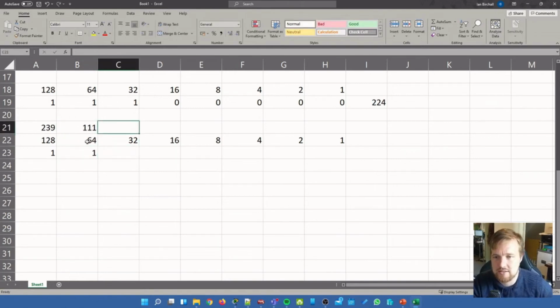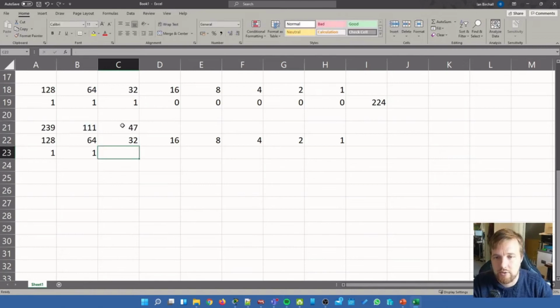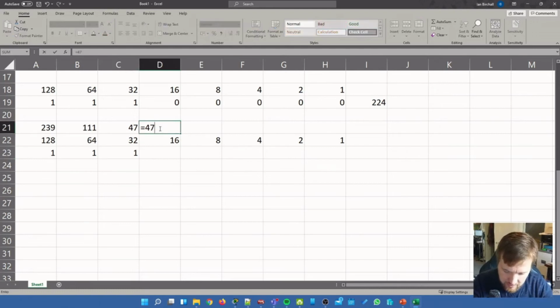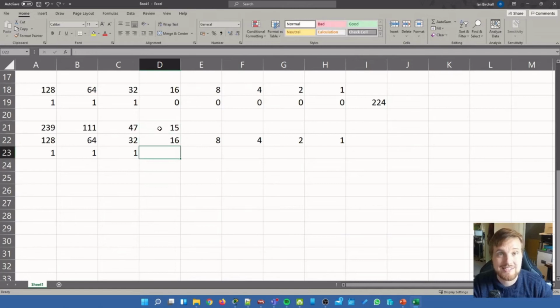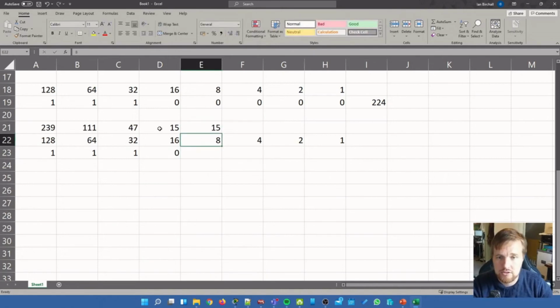So now I'm going to take 64 away from 111, and now we've got 47. Does 32 fit into 47? Yes, it does. And then we do the same math, so we'll say 47 minus 32. That equals 15. Does 16 fit into 15? No, it does not. Okay, so that's going to be a 0. So we don't have to subtract anything here. The value is still 15 moving across.